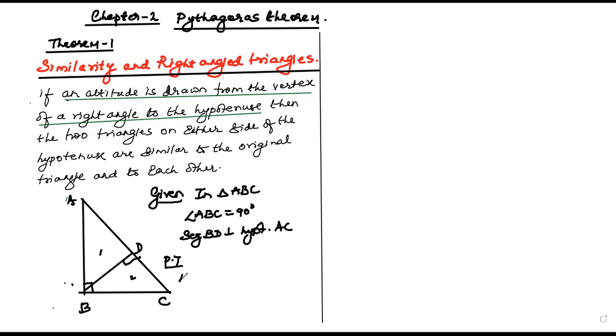Children, when I write the name of the original triangle, I have my way. I'll always try to write the vertex of the right angle as the middle letter of the three-letter name. In this triangle, the vertex of the right angle is B. So B should be the middle letter.